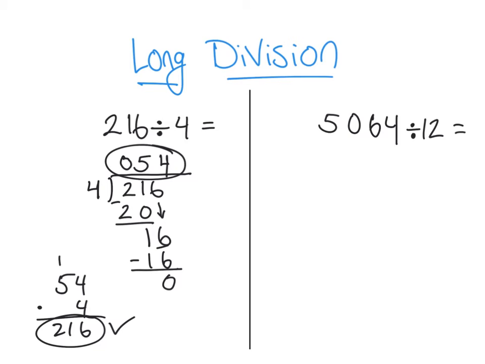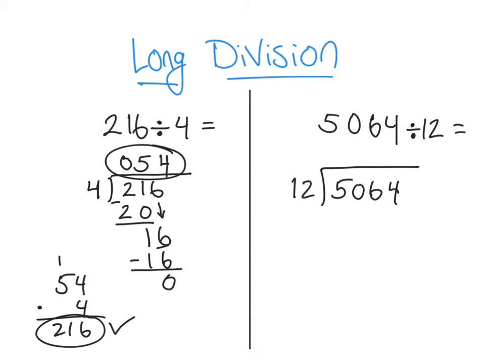Okay, so let's look at the next problem. We have 5,064 divided by 12. So I'm going to identify my dividend. That's the number that I'm dividing. So 5,064 is my dividend, which means my divisor, the number that I am dividing by, is 12. Okay, so now I have a 2-digit number to deal with in my divisor, and that's okay.